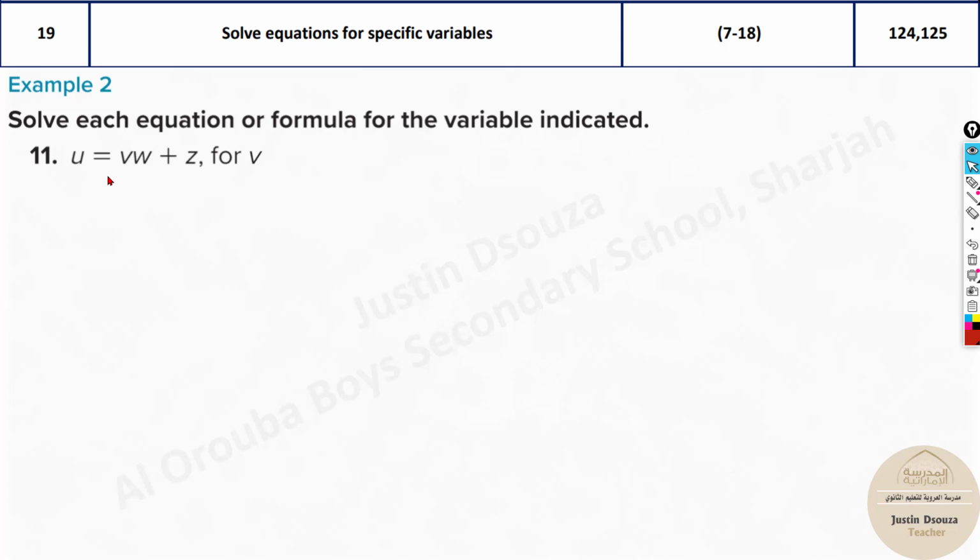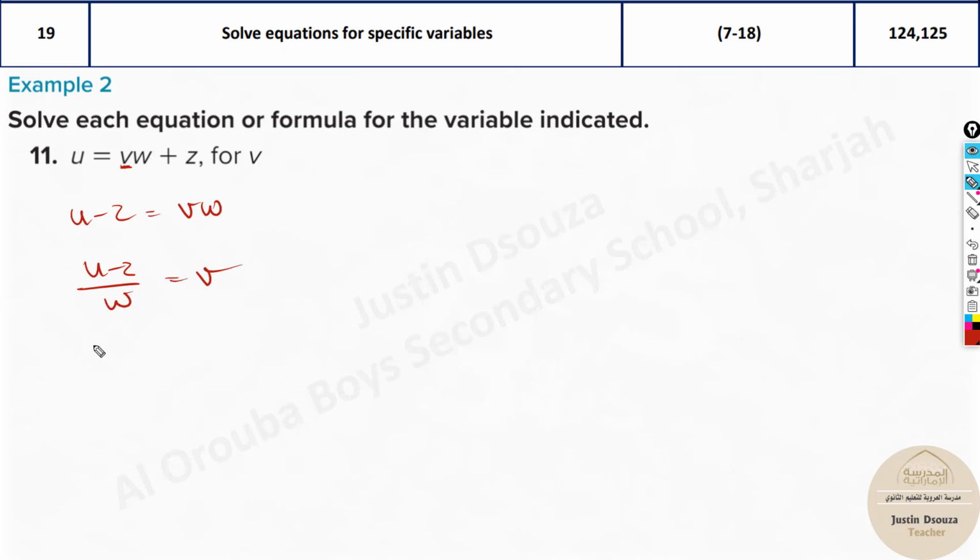Okay, I'll just do this one over here because there are 3 variables here. The given question is over here. You need to solve for v, sorry. So take everything else to the other side. We have to keep v alone. I will have u minus z equals v w. Now take w to the other side. It will be u minus z divided by w equals v.